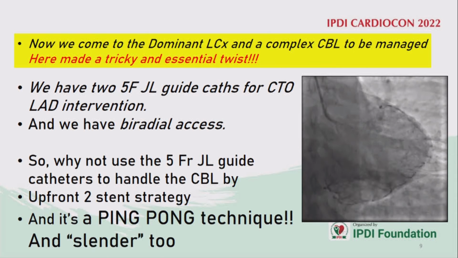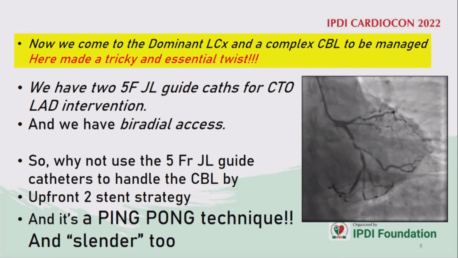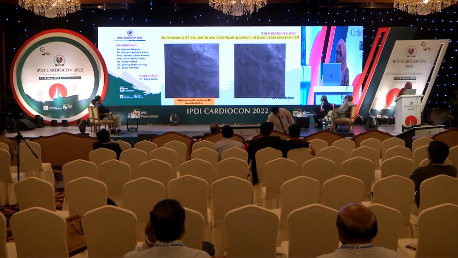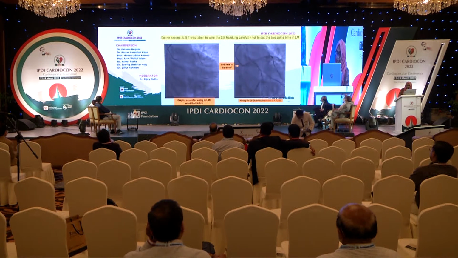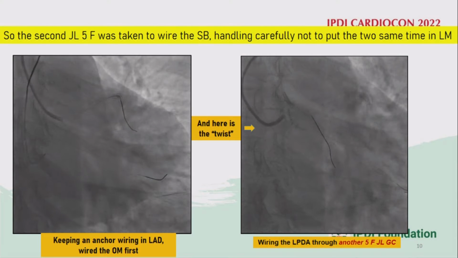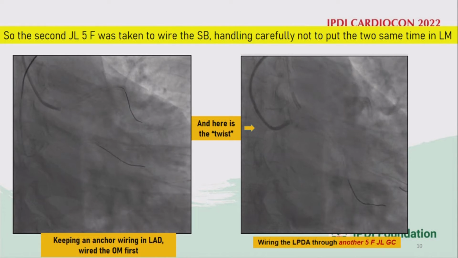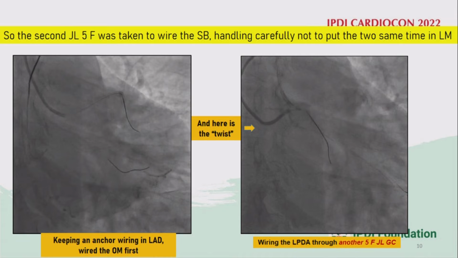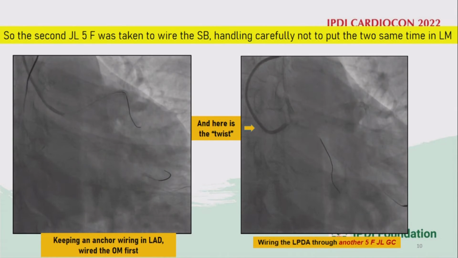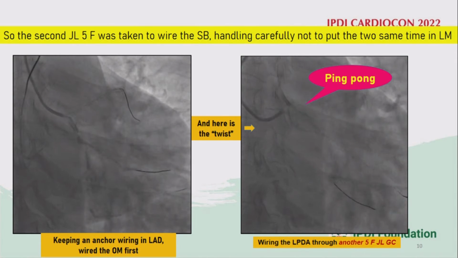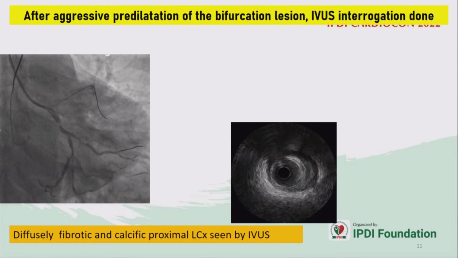And this is where we use the innovative aspect of a ping-pong in an elective setting. Usually this has been described in emergency settings, but we use it electively here. And this is really the key slide. So keeping an anchoring wire in the LAD, we wired the OM first through the JL guide that was previously present within the left main, through which we had already revascularized the CTO of the LAD. And then what happened was we removed the left main guide outside. It was slightly displaced, and the second JL that was previously used for RCA engagement was then used to engage the left main, and we wired the LPDA, that is the circumflex, through the other bifurcation aspect of the bifurcation through that. So this is essentially what the ping-pong technique entails.